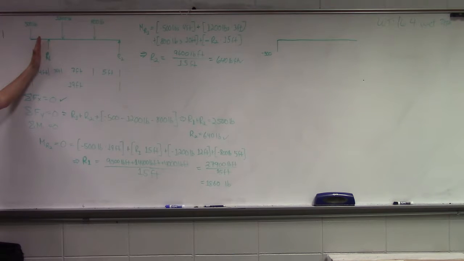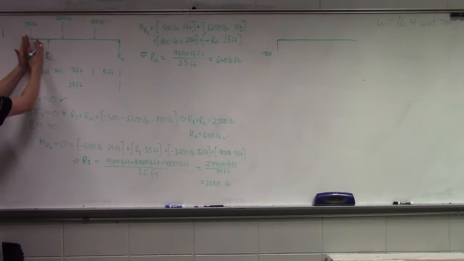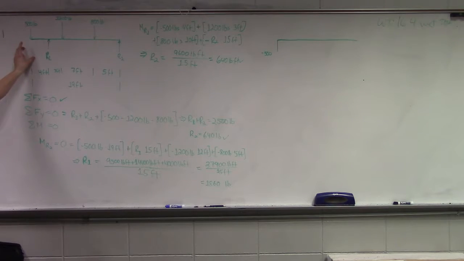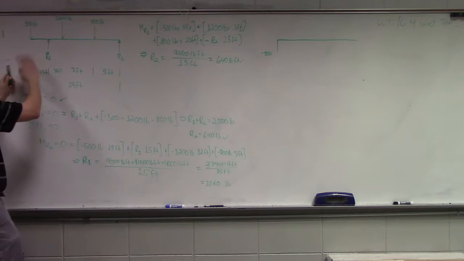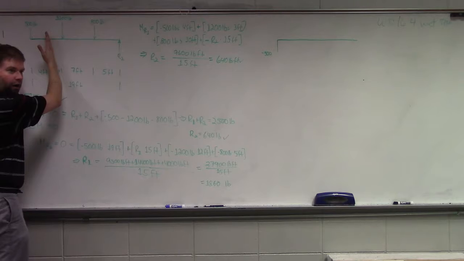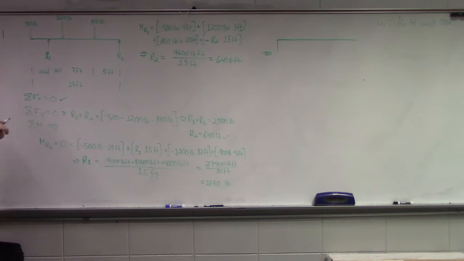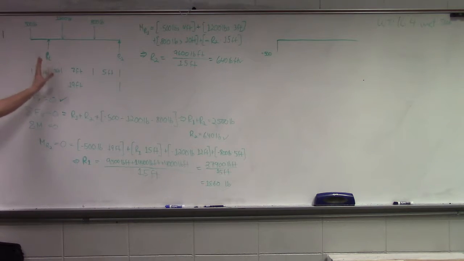500, 1,860. Do we have any other forces acting between here and here? No. So do we have any additional shear? It's gonna stay at 500, right? Until the time that we get just past R1. Just past R1 is where the 1860 is. That's where our 1860 is gonna pick up. Remember to keep the distinction.